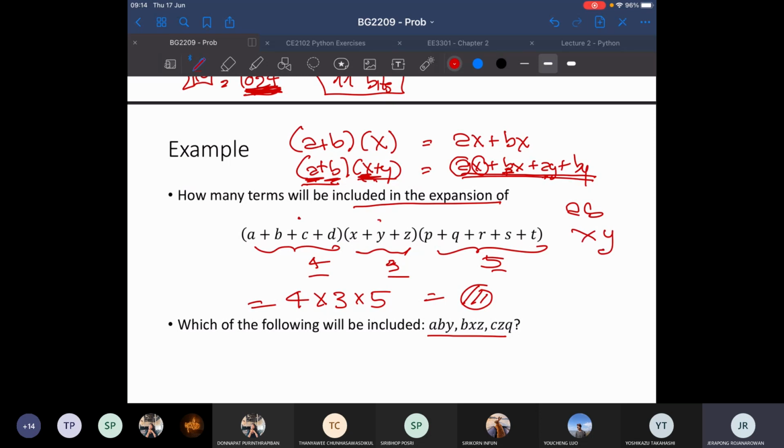Therefore, it means for each group, we can take only one. Something like this, aby is not going to happen because you cannot take two from here. Bxc, the same thing. X and c cannot come together, so it's going to be only one. So c, c, q, c, c, q. This one is okay because from each group, one.